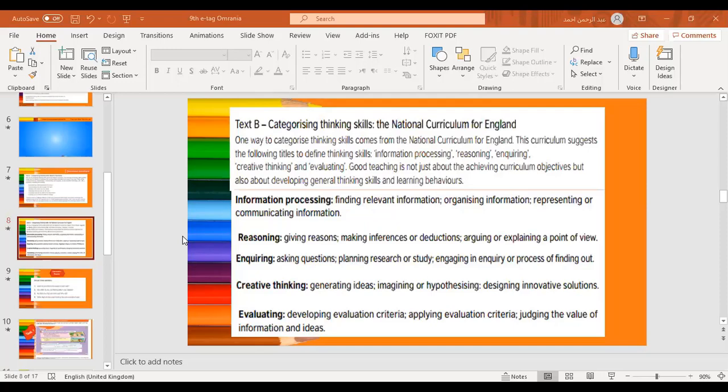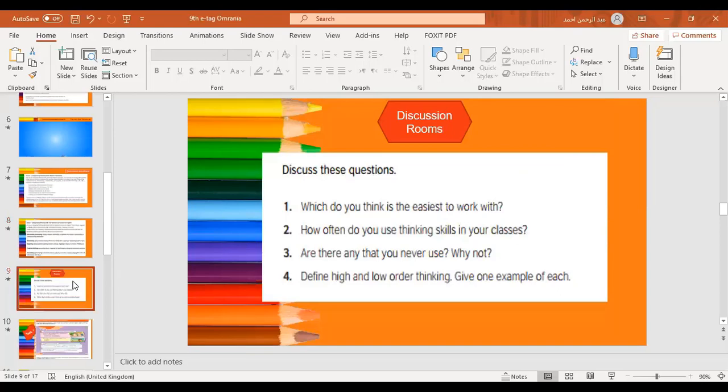Now we'll be divided into two groups, and we'll discuss these questions. Please write down these questions on a note paper, and when you are divided into two rooms, try to discuss them. First question: which do you think is the easiest to work with, the first style of Bloom's taxonomy or the English style? I will go and monitor your discussion concerning this.